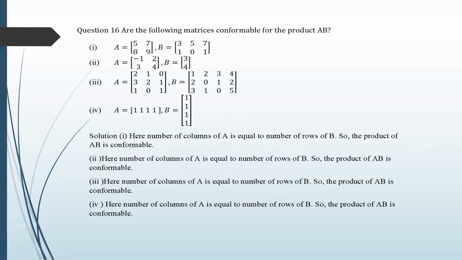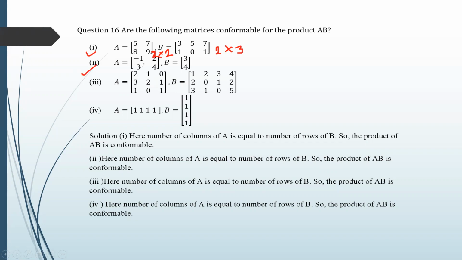Now we go for question number 16. Are the following matrices conformable for product AB? So the first: the order of this matrix is 2 by 2 and the order of this matrix is 2 by 3. So it means the number of columns in the first matrix A is equal to the number of rows in matrix B. It means the product is conformable.